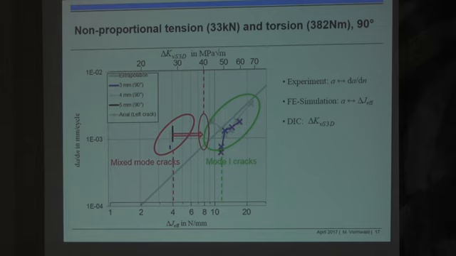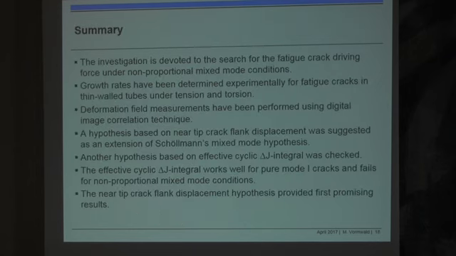Maybe we are now searching in the right direction to get all these things matched. So this is an intermediate state of the investigation. Next, we will try to plot all our measured rates together with this new criterion and see whether we come up with a uniform scatter band or something like that. So this is the end of my story.